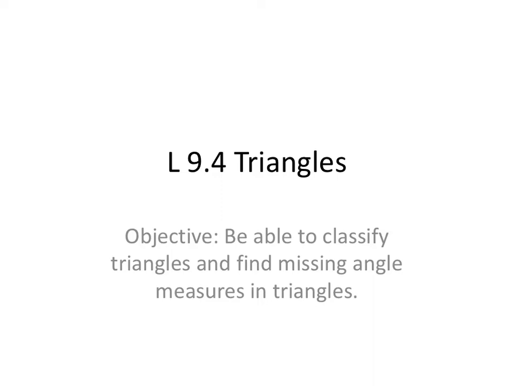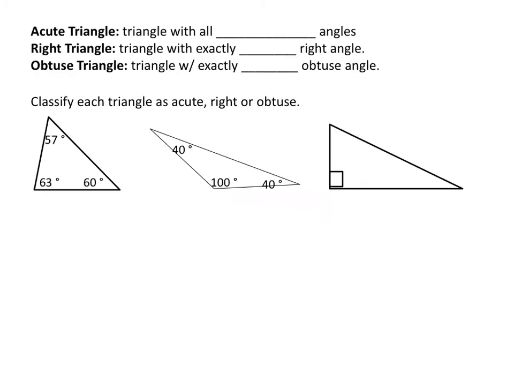Alright, 6th graders, today we're looking at triangles. By the end of this lesson, you want to be able to classify triangles and then find missing angle measures inside of triangles. We're going to start out with 3 different ways that you can classify triangles, and these are all by angle measure. Okay?